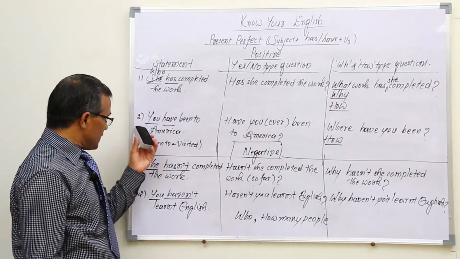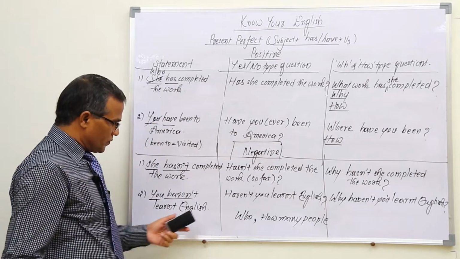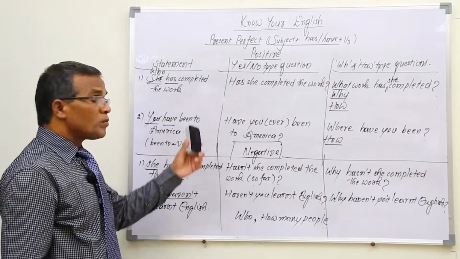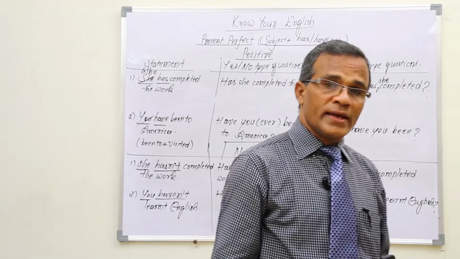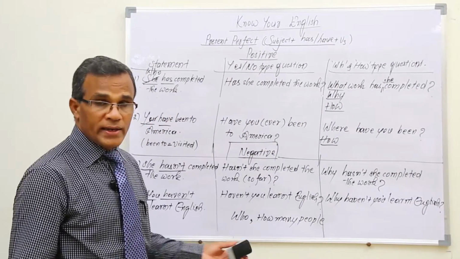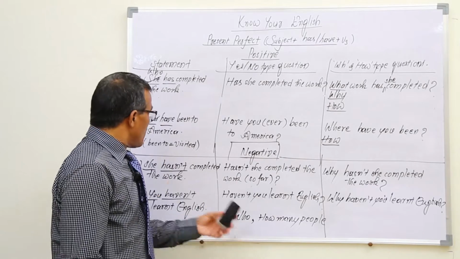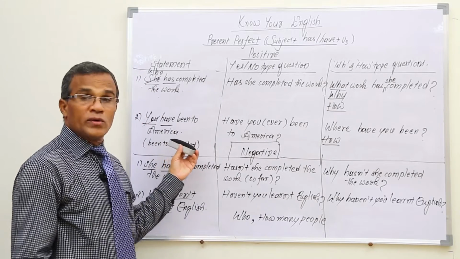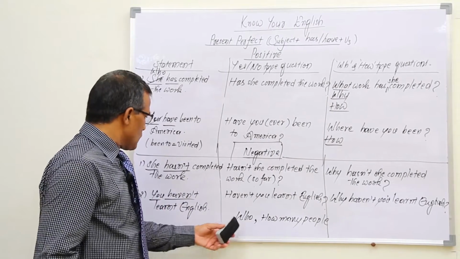And if we come here, you have been to America. Simply removing this you, if you use who, who has been to America? Answer may be Raju or Ravi has been to America. Or Raju and Ravi both have been to America. Answer may be like that. And how many people have been to America also you can use.